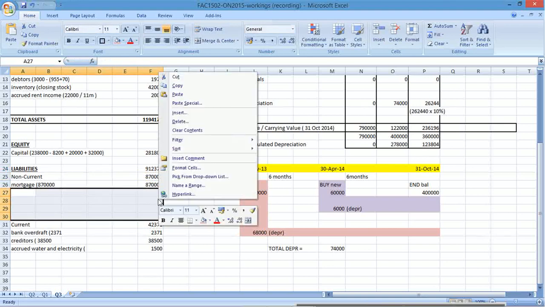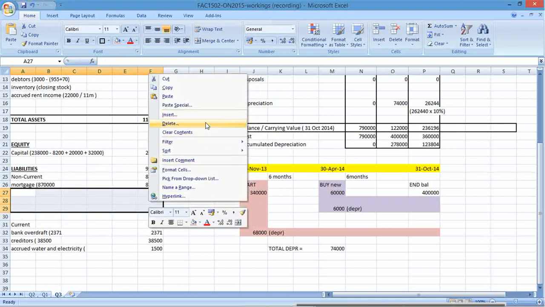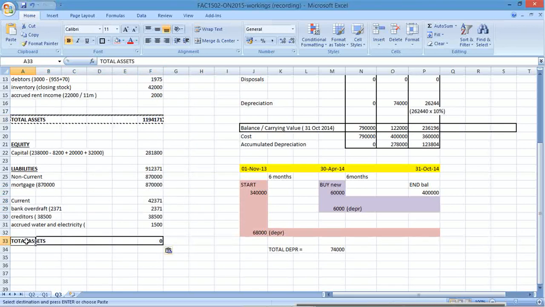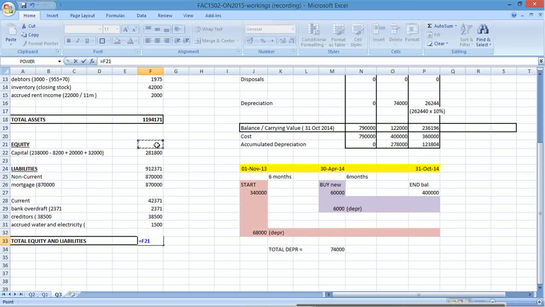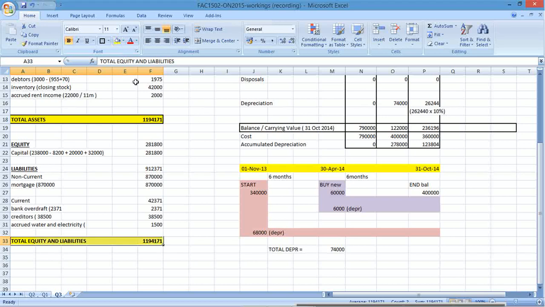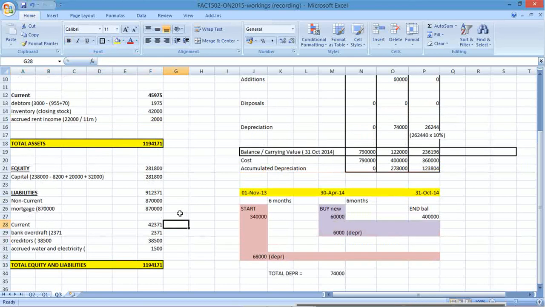Okay, and then we just need to sum up the equity and the liabilities. So total equity and liabilities, okay, equity plus liabilities, okay, equity is that. Okay, that's what you want to see again. Okay, so if you see that, great, no mistakes. And then we're done. Not too bad, right?